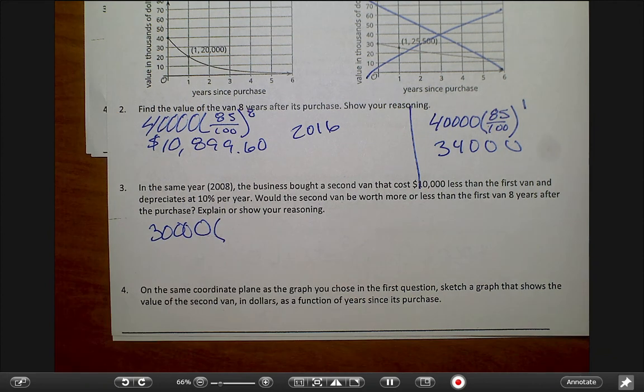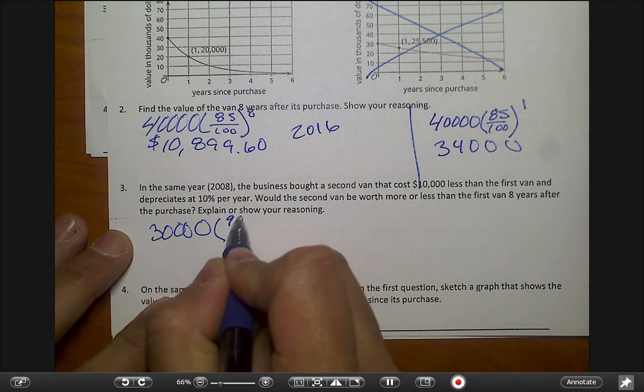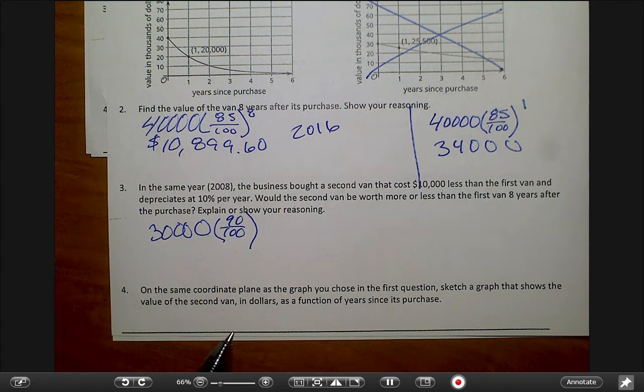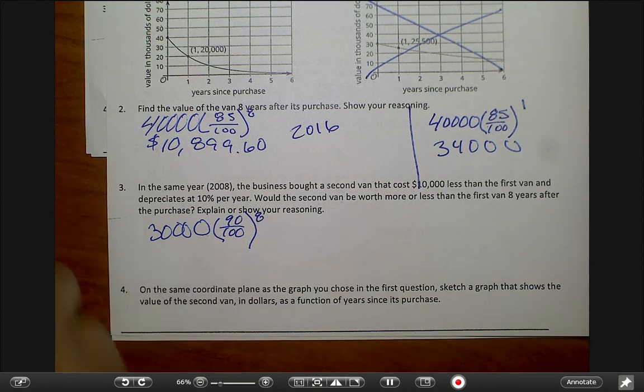Parentheses. What is the new rate I'm going to use? Yeah, it is going to be 90 because it's depreciating at 10%. So it's 90 over 100. And we're looking at the same time frame, so that means my t is 8, because we're still after the 8 years, right? So you people are calculating. Before you shout it out, you gotta give them some time to put it in. Jonathan.